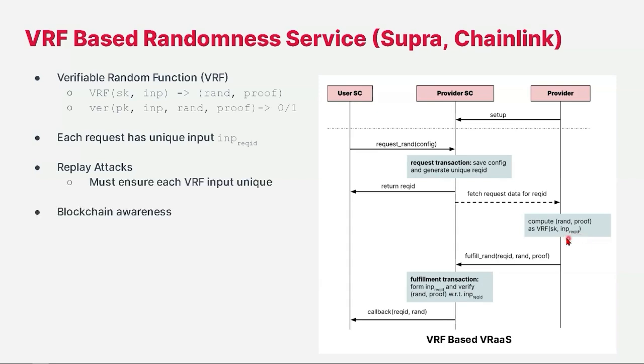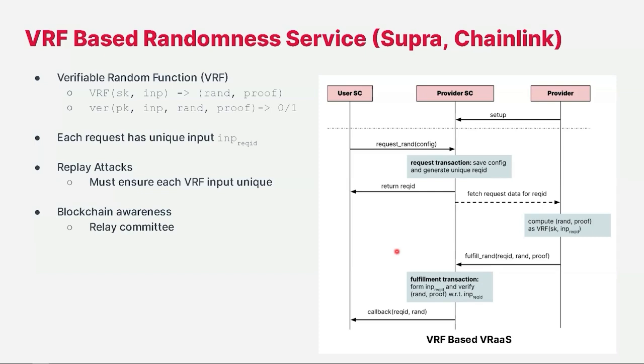And again, we have blockchain awareness because this input is biasable. If someone queries the VRF committee for an input that doesn't actually exist yet, then I could learn what the random output will be and then make a request with that input. So that's the main drawback of VRF-based randomness services: we need blockchain awareness. And the way we could accomplish this is with a relay committee. This is how Supra accomplishes it.